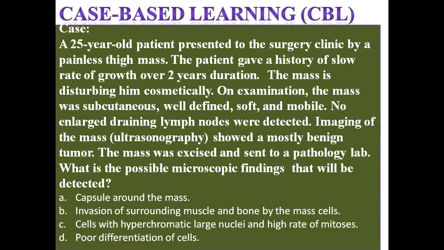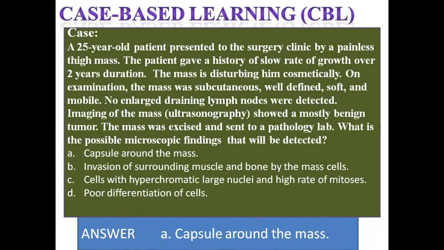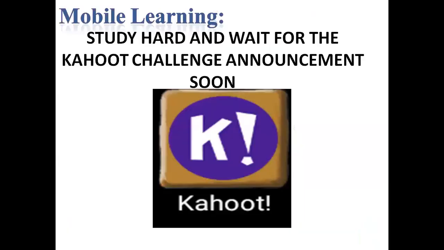Number D, poor differentiation of cells, which means cells are not similar to the original tissue. Do we find poor differentiation of cells in benign tumors? No, we find them in malignant tumors. So the answer for this case was capsule around the mass. I hope you got the answer right while you are listening to the lecture.